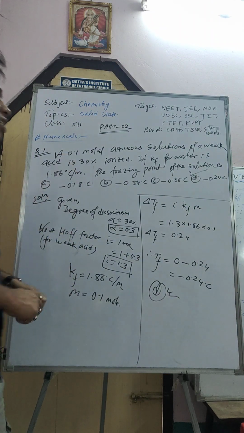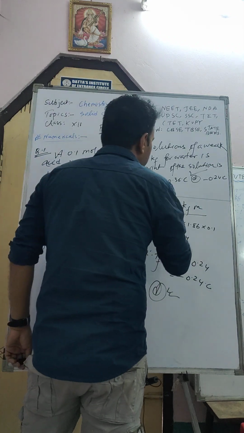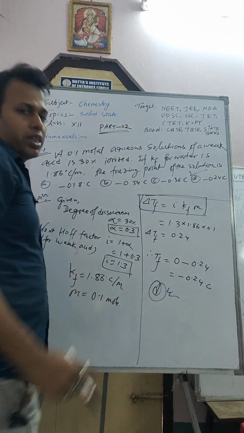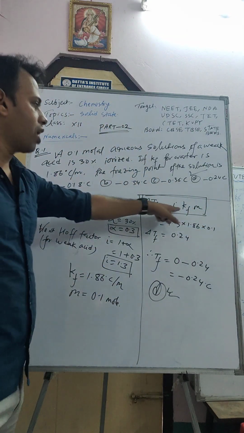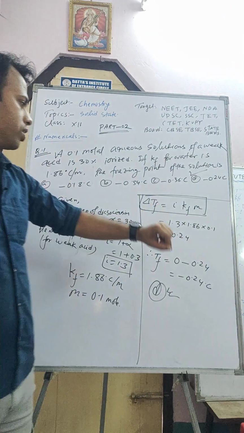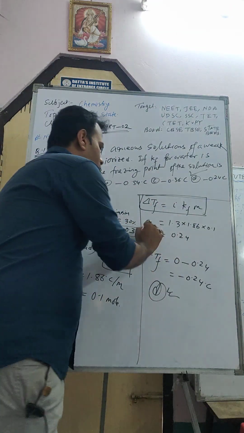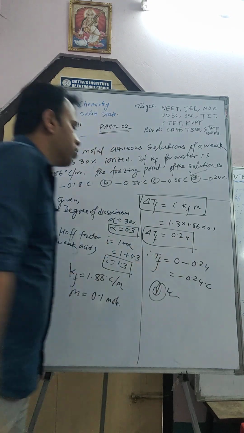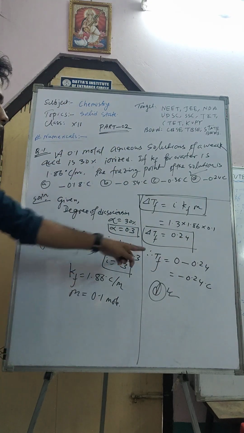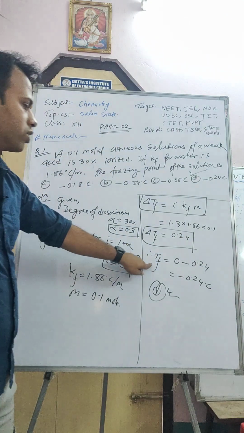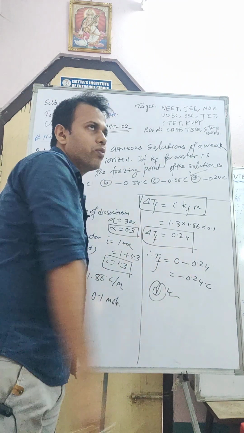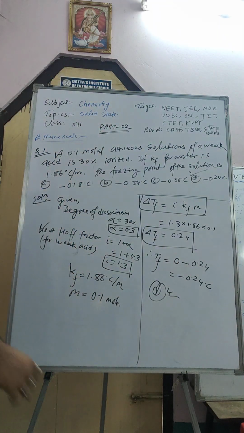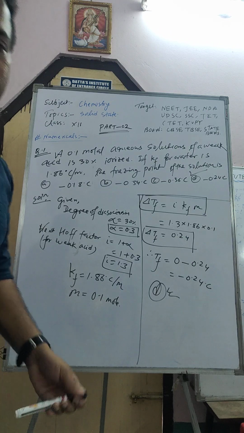Okay. Now I use the formula, that is change in freezing point, delta Tf equal to i into Kf into m. From that I find out what is Tf. The delta Tf is 0.24. That is Tf equal to 0 minus 0.24, that is minus 0.24 will be the correct answer. Okay. I hope all of you understood this one.